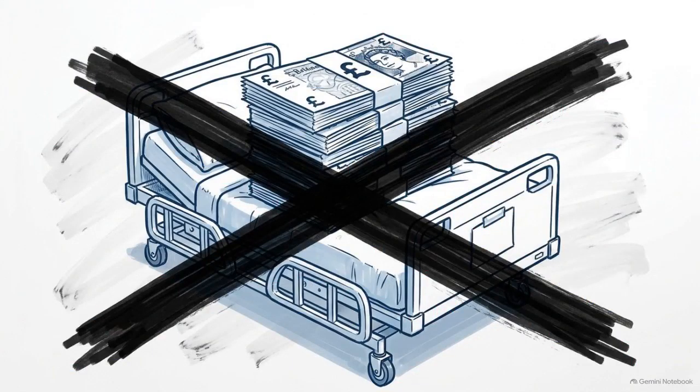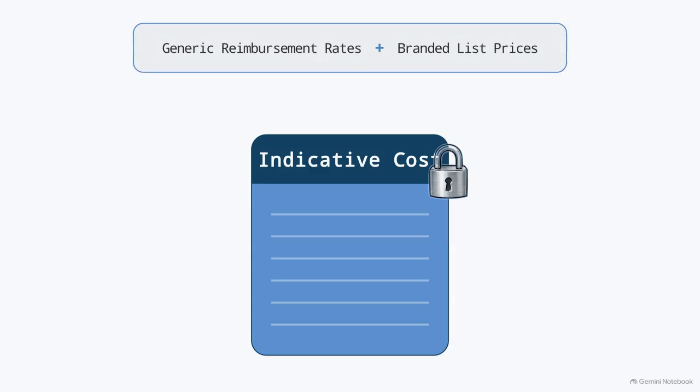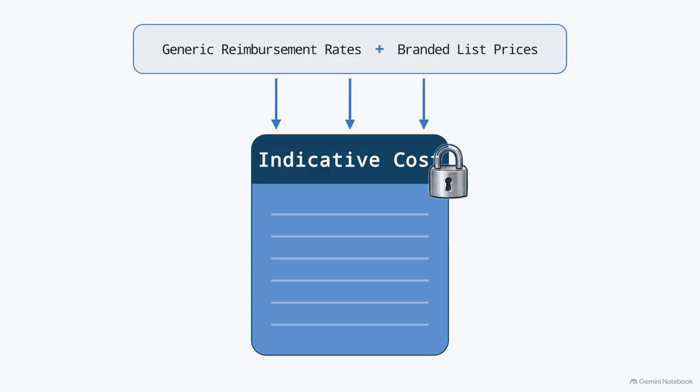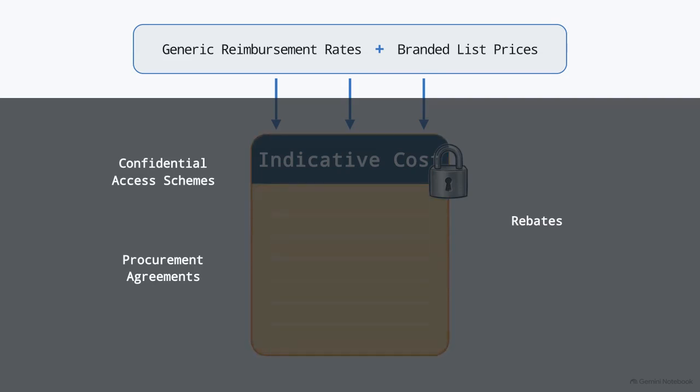The final and potentially most dangerous trap in the SCMD requires protecting users from the dataset's financial columns. The SCMD does not contain the actual net expenditure paid by hospitals to procure these medicines. This isolates the indicative cost column. The padlock represents the barrier to true financial data. These costs are strictly indicative, mathematically derived from public lists. True hospital prices are obscured by confidential access schemes. Analyzing this as actual spend drastically overestimates NHS expenditure.